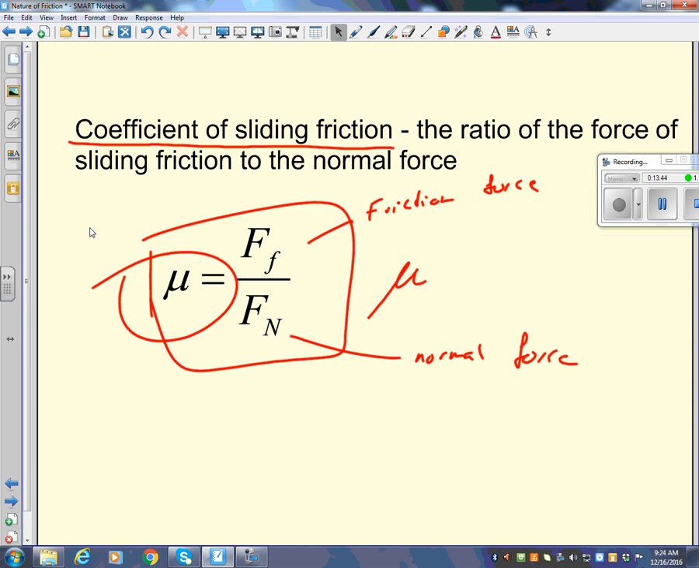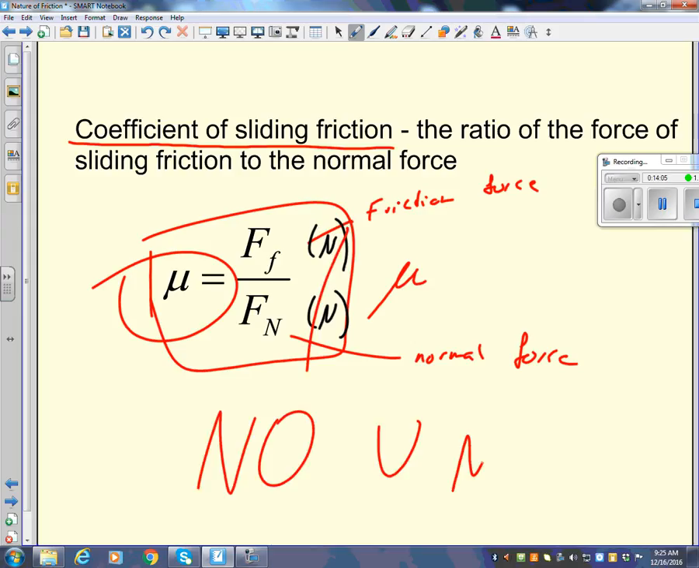What are the units for mu? What are the units for mu? Newtons. You've been hanging around too long. Well, the units for friction force are newtons, and the units for normal force are also newtons. And newtons over newtons will cancel. No units. It is a ratio. There are no units to mu because it's newtons over newtons.